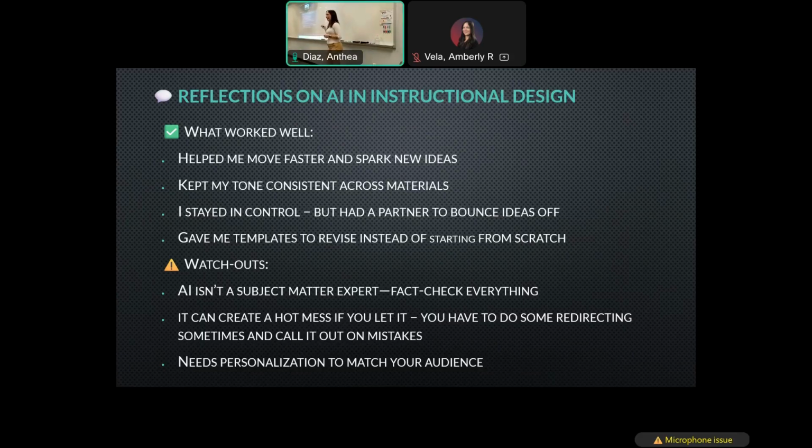A few things that did happen though that I learned the hard way. Of course, it isn't a subject matter expert. I know to fact check that stuff, but also it can create a hot mess if you let it. So it can give me like a whole 8-week plan of ideas with discussions, all with my narrative approach that I'm using. But if I go in and ask it a question like, I really don't like this, it's not lining up, and tell me again how this meets this objective because it's not working right. Oh, you know what? You're right. Let's do this. And then I'll change the whole thing.